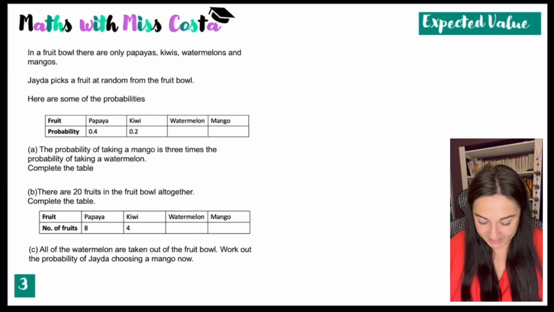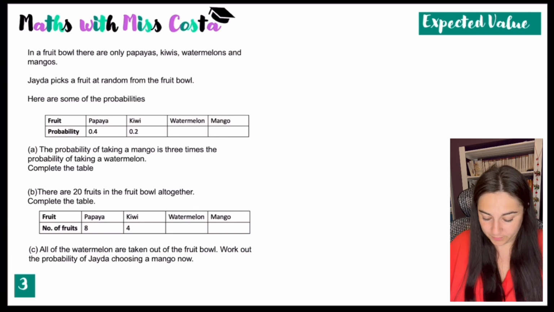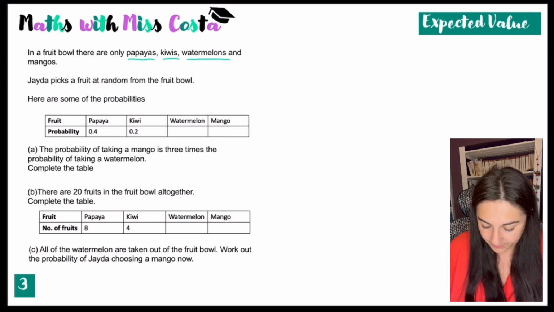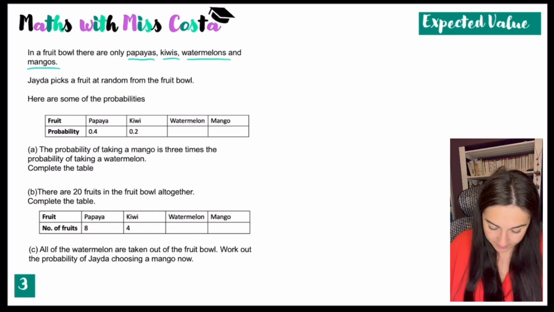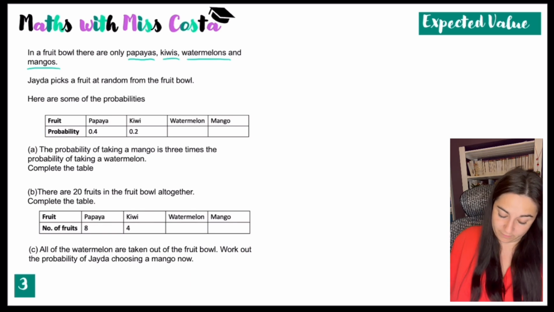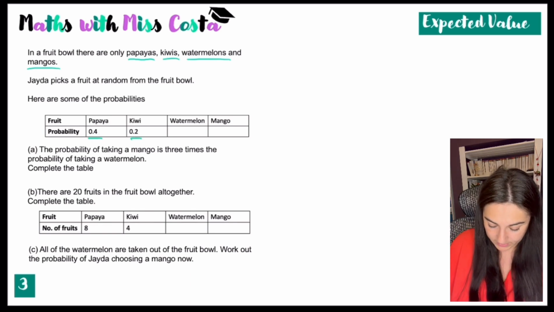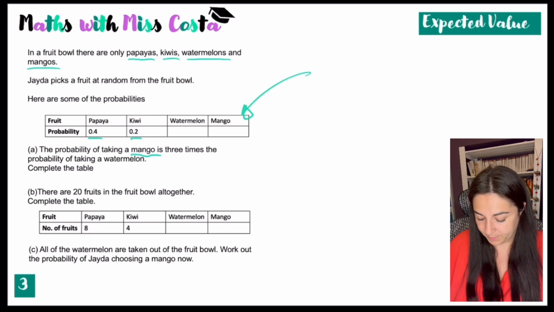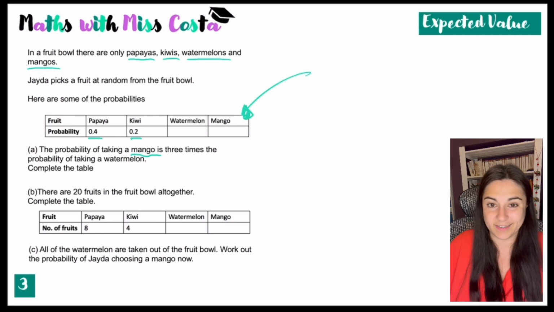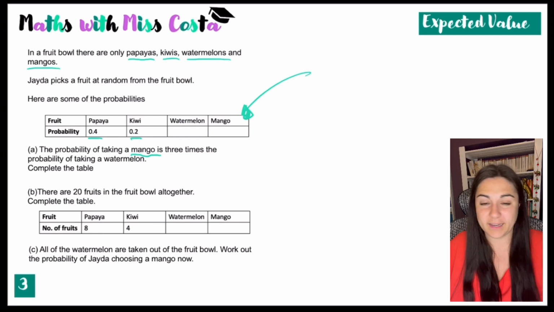Okay, so expected value. Now, in a fruit bowl, I'm told that there are only papayas, kiwis, watermelons, and mangoes. Quite a tasty fruit bowl. Jada picks a fruit at random from the bowl, and here are some of the probabilities. So I know that the papaya has a probability of 0.4 and kiwi 0.2. The probability of taking a mango is 3 times the probability of taking a watermelon. Complete the table.